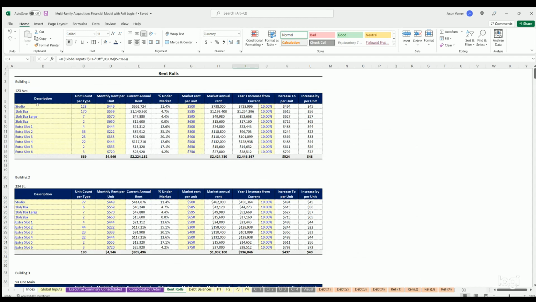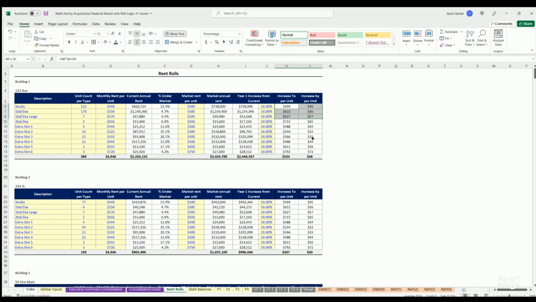Rent rolls. So this is important. So you can define, I expanded this from five bed and bath types to 10. So that's a little bit more friendly to those that might have more slots than 5. You define the unit counts, rent per month, current. It'll show you the current annual rent, the percentage under market it is. You can enter the market rents here, annual market rents, and then you can also put what you think you're going to increase the current rents to in year 1 of the forecast of the model. And you can define that percentage here.